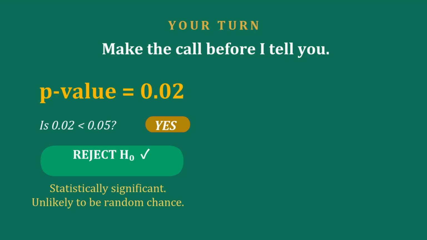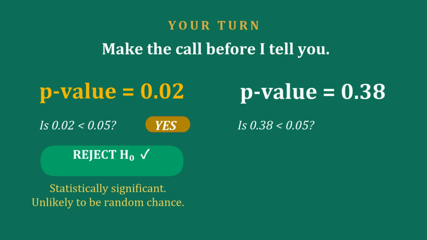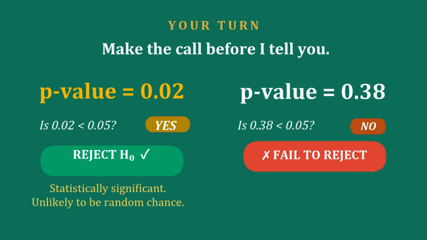Now try this one. P-value equals 0.38. 0.38 is way above 0.05. We fail to reject the null. We cannot conclude the teaching method made a real difference. This result could easily be random variation.